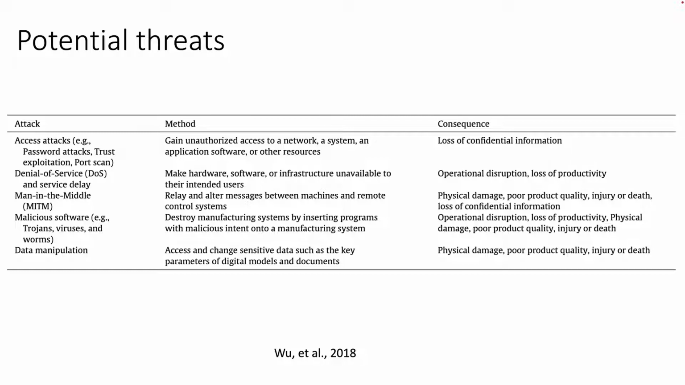There's also malicious software such as Trojans and viruses and worms, which can result in operational disruption or loss of productivity, again physical damage or poor product quality, or again, injury or death. And finally, there's data manipulation, which can result again in physical damage, poor product quality, or injury or death. Now, a little later on in this video, I'm actually going to show you a couple of examples of physical damage and the potential for injury based upon cyber-physical systems and industrial control systems.